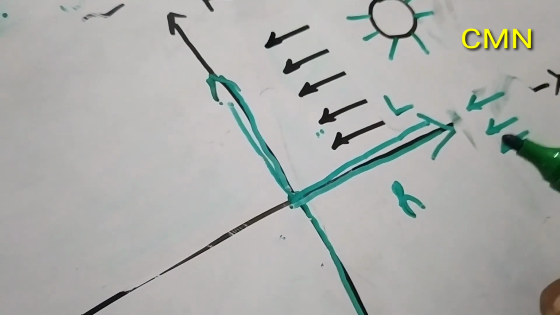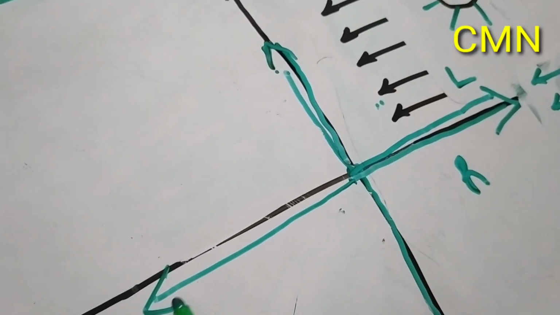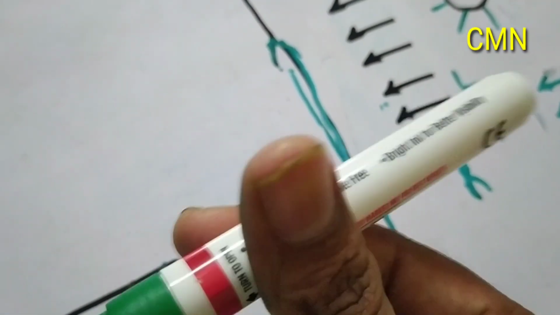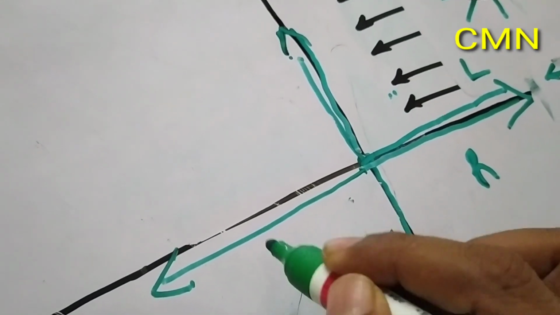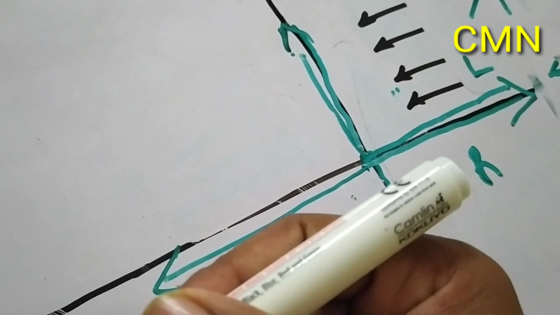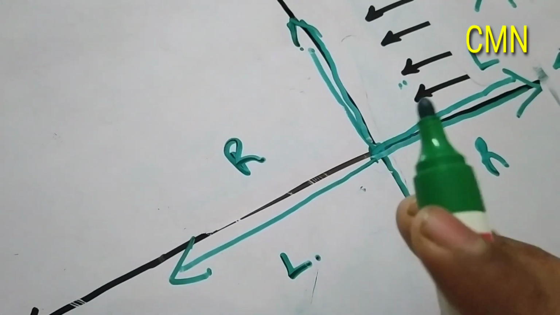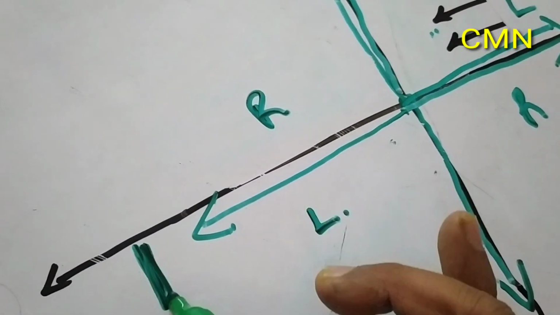Next, suppose the man is facing west direction. The sunrise will be in this direction. So the shadow will be on his front side. This is his right, this is his left, and this is his shadow.